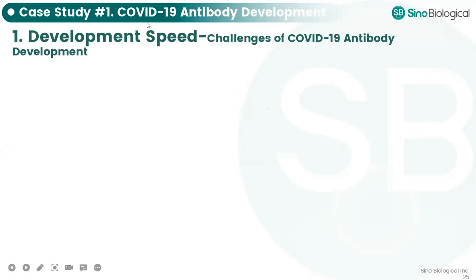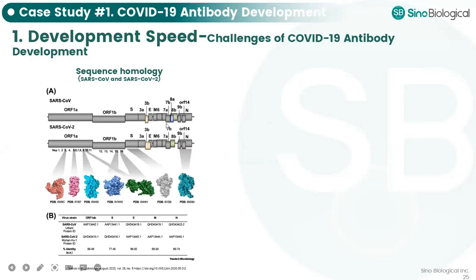So for this antibody development, we believe speed is the most important part, to quickly obtain functional antibodies or specific antibodies which can be used for COVID-19 research, diagnosis, or even therapeutic use. So first, based on the sequence homology between SARS-CoV and SARS-CoV-2, here is showing that for the major molecules like the spike, they are sharing very high homology of sequences.